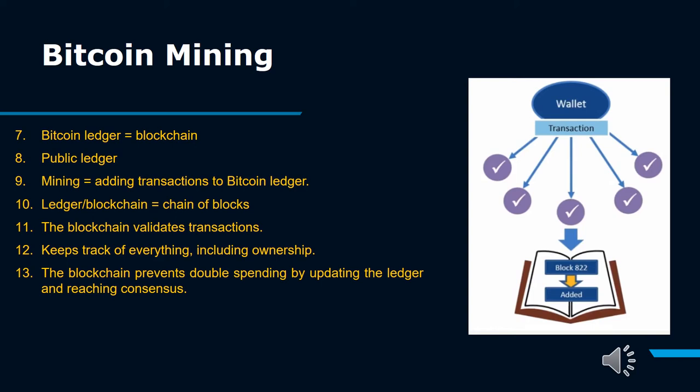In points we can say, Bitcoin ledger equals blockchain. Public ledger. Mining equals adding transactions to Bitcoin ledger. Ledger blockchain equals chain of blocks. The blockchain validates transactions and keeps track of everything, including ownership. The blockchain prevents double spending by updating the ledger and reaching consensus.